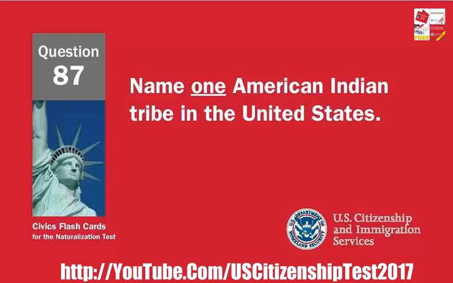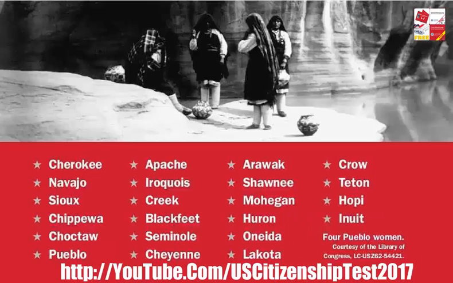Name 1 American Indian tribe in the United States. Cherokee. Navajo. Sioux. Chippewa. Choctaw. Pueblo. Apache, Iroquois, Creek, Blackfeet, Seminole, Cheyenne, Arawak, Shawnee, Mohegan, Huron, Oneida, Lakota, Crow, Teton, Hopi, Inuit.